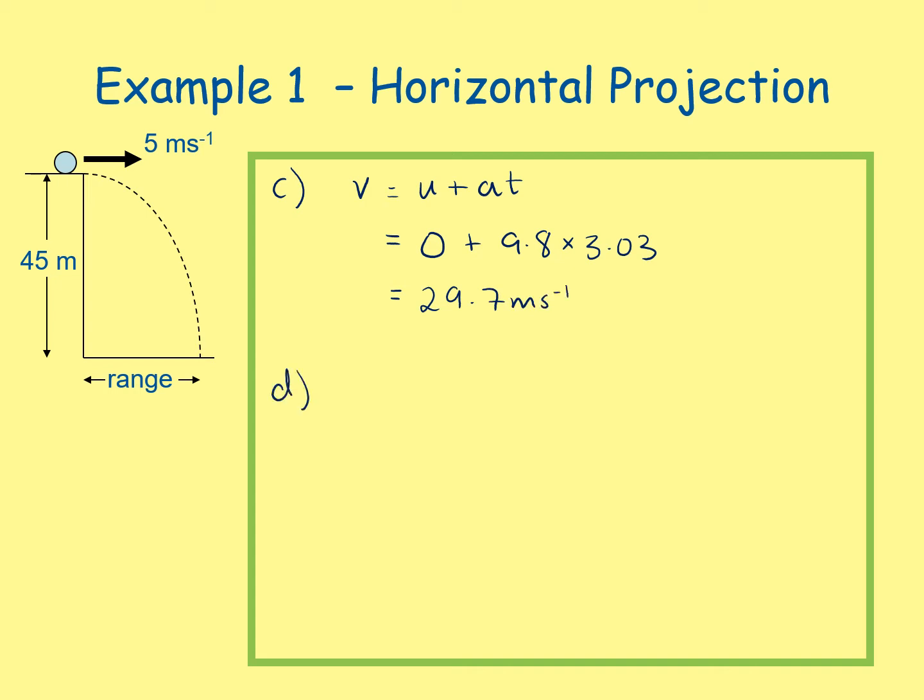Part D was asking for the horizontal velocity just before the ball reached the ground. This is actually going to be the same as our start velocity as it's constant. So our v is 5 meters per second.